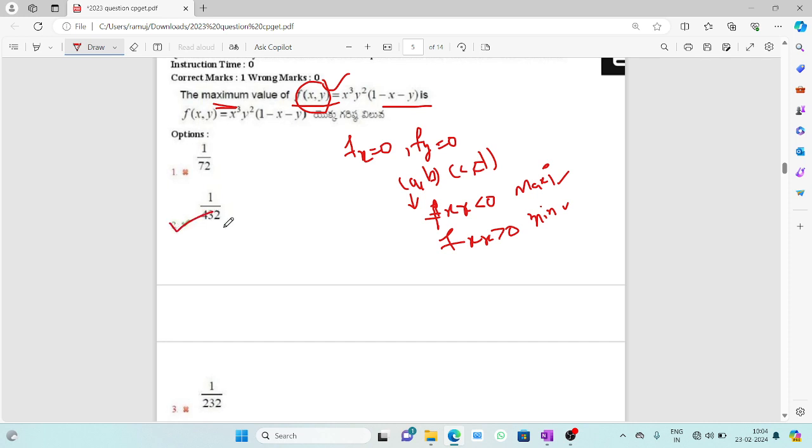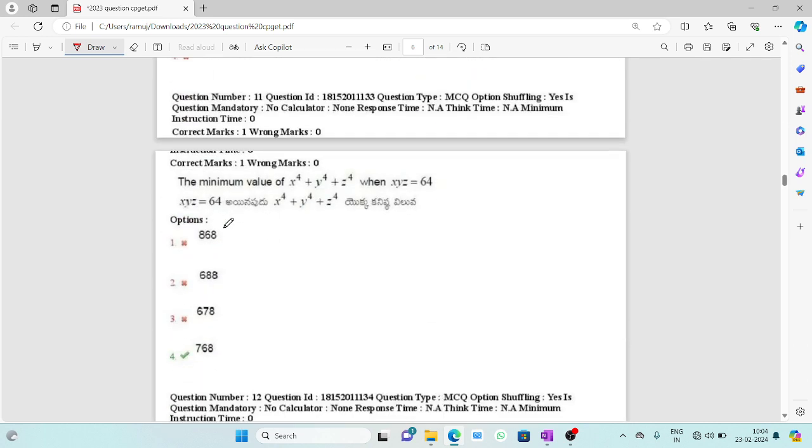So the second question is the correct one for this question. The 11th one is the minimum value of x to the power of 4 plus y to the power of 4 plus z to the power of 4 when xyz is equal to 64. This is similar whenever he is asking minimum or maximum value by providing two functions. You can just remember that that is Lagrange's multipliers. That is a simple one.